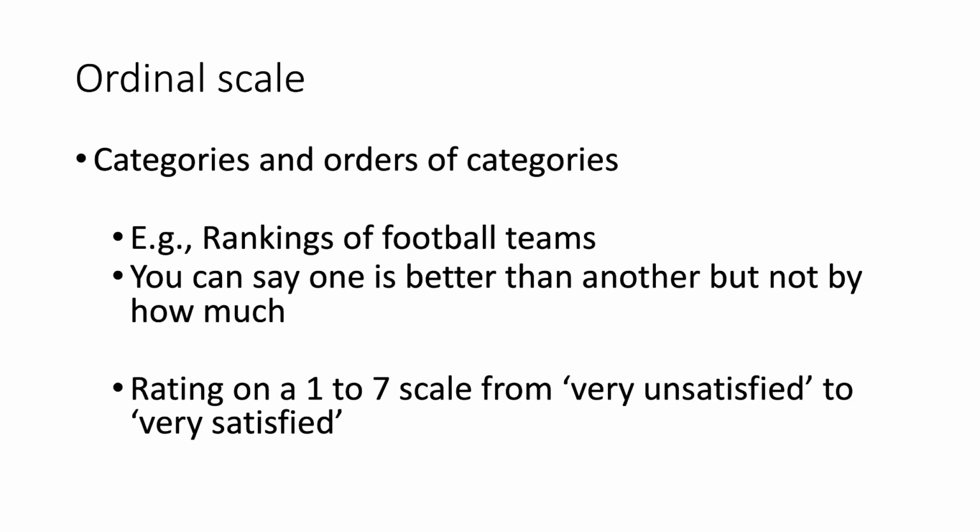Now, an ordinal scale, these are categories, so it could be rankings of different football teams, different military ranks, and so forth. But if it's ordinal, you can say one is better than another, but not by how much. So ways to measure these sorts of things would be scales of 1 to 7, for example, unsatisfied to satisfied. But there is no necessary increment between 1, 2, 3, 4, 5, 6, and 7 that is necessarily equal.